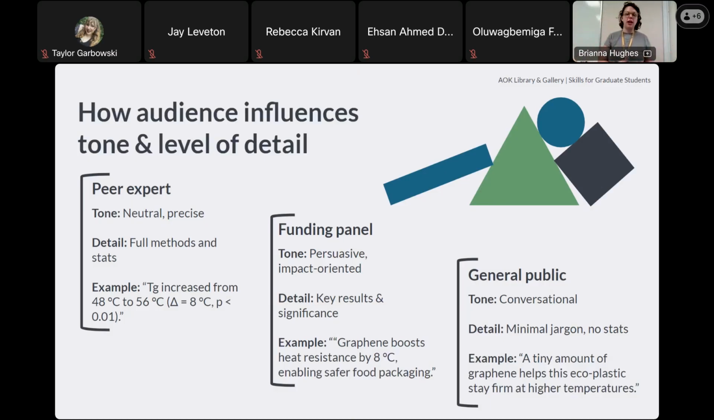Maybe you're applying to a grant and there's a funding panel that's going to be reviewing your grant application. Maybe you're writing for the general public, whether it may be a blog post or something else. I think those reports that we looked at earlier might be kind of in between peer, expert, and general public, because there might be times where you don't know who your audience is going to be, and so that can be difficult, trying to strike a good balance.